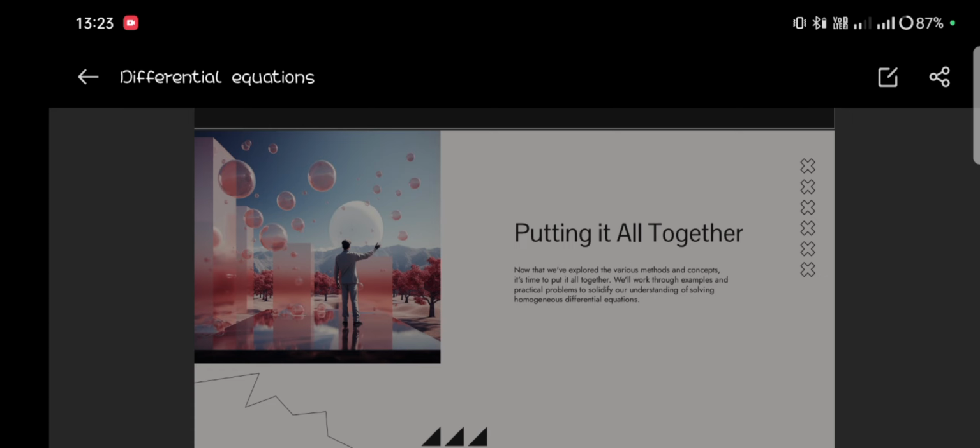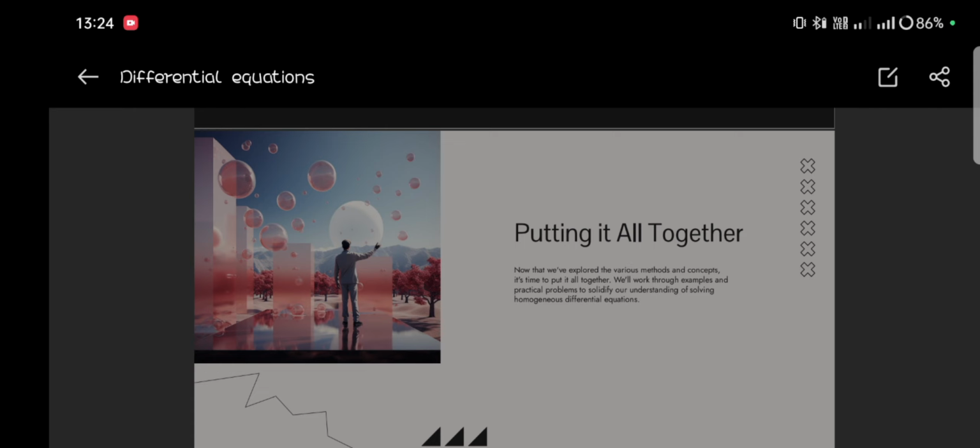Second one, select the appropriate technique. The third one, apply the technique. Fourth one, solve for the constants. Fifth one, verify the solution. Sixth one, interpret the solution. The seventh one, generalize and refine. Eighth one, consider limiting cases.